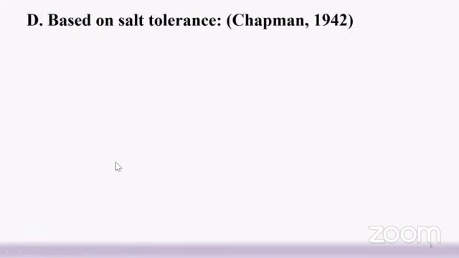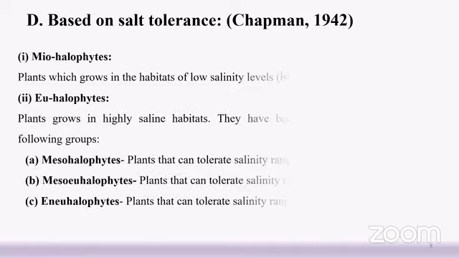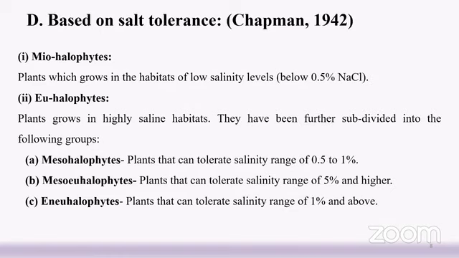The fourth basis of classification is salt tolerance. This classification was given by Chapman 1942, in which the first category is oligohalophytes, plants which grow in habitats of low salinity, below 0.5% NaCl. The second category is euhalophytes. Plants that grow in highly saline habitats. They have been further subdivided into the following groups: mesohalophytes, plants that can tolerate a salinity range of 0.5 to 1%. Meso-euhalophytes, plants that can tolerate a salinity range of 5% and higher. And euhalophytes, plants that can tolerate a salinity range of 1% and above.